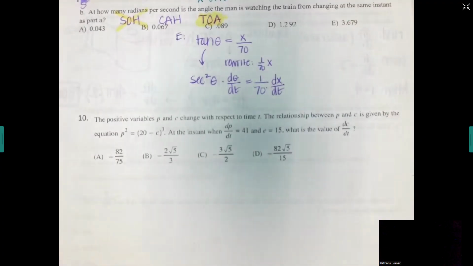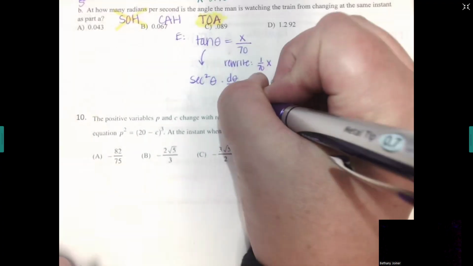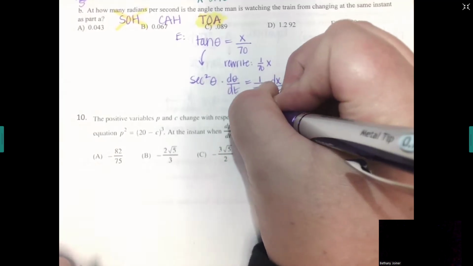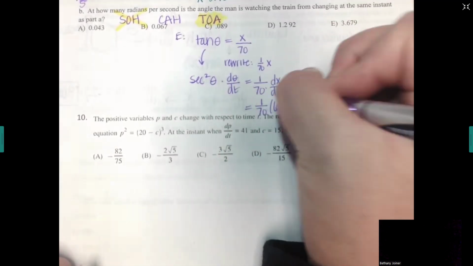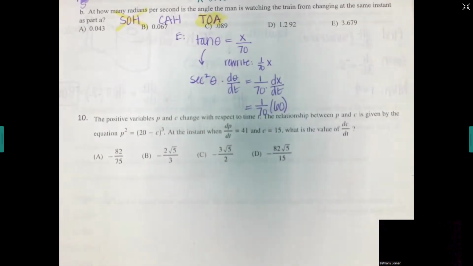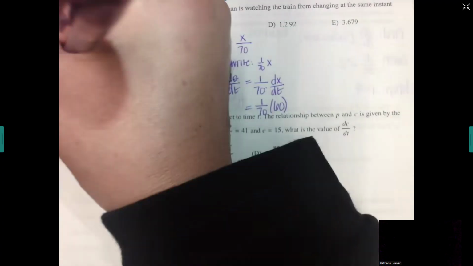Okay, then from there, I'm ready to plug stuff in. And I already know what dx/dt is. What is it? How fast the train is going? 60. So this is going to be 1 over 70 times 60. And then for my secant, I'm going to have to plug in the sides of my triangle. Does anyone remember from when we did these notes? Secant is which one flipped? Secant is cosine flipped. Very good.